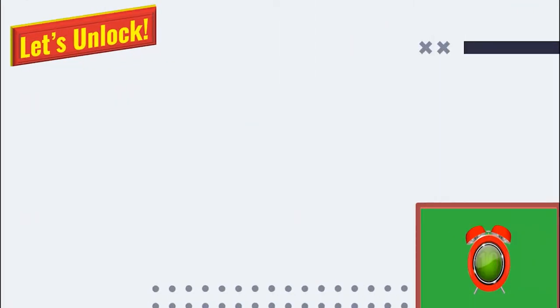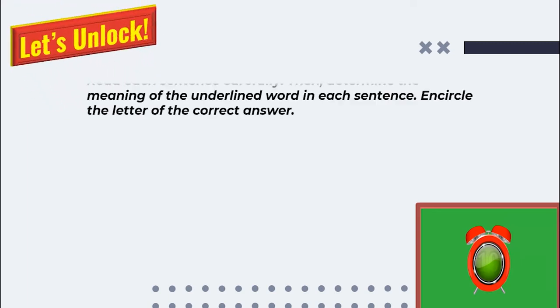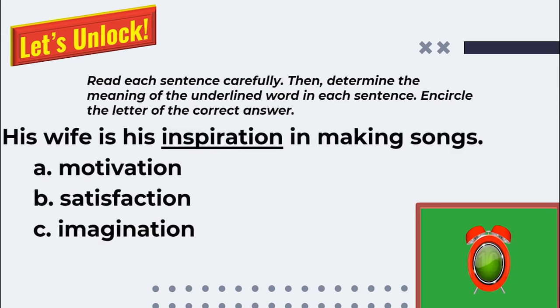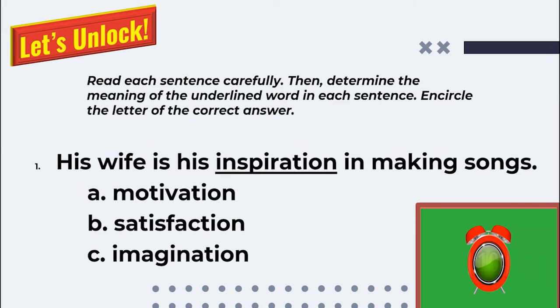But before that, let's do a vocabulary check. Read each sentence carefully, then determine the meaning of the underlined word in each sentence, and circle or choose the letter of the correct answer. Ready? Okay, sentence number 1. His wife is his inspiration in making songs. The underlined word is inspiration. And it means, is it letter A, motivation, B, satisfaction, or C, imagination?